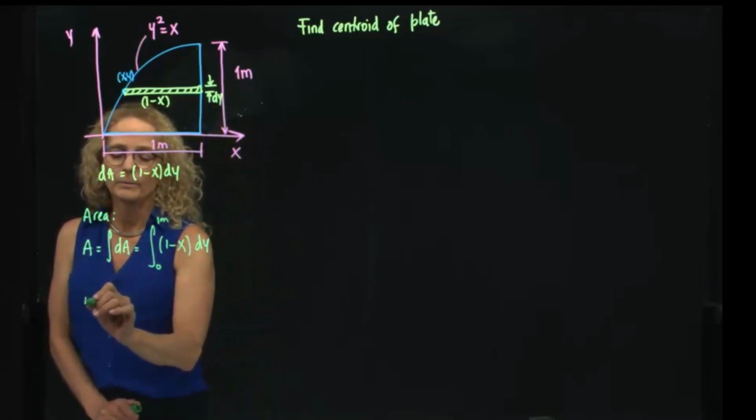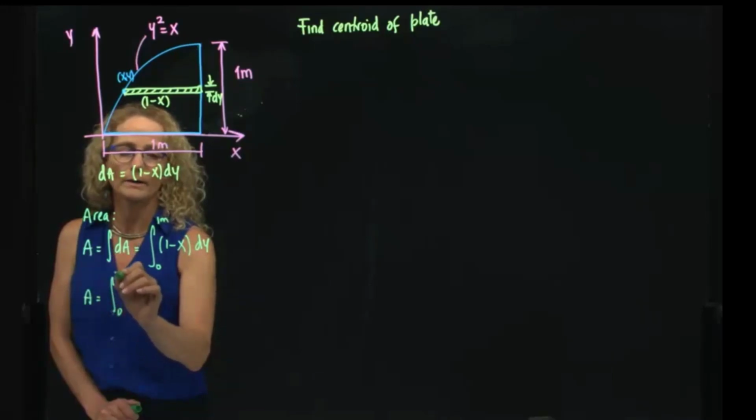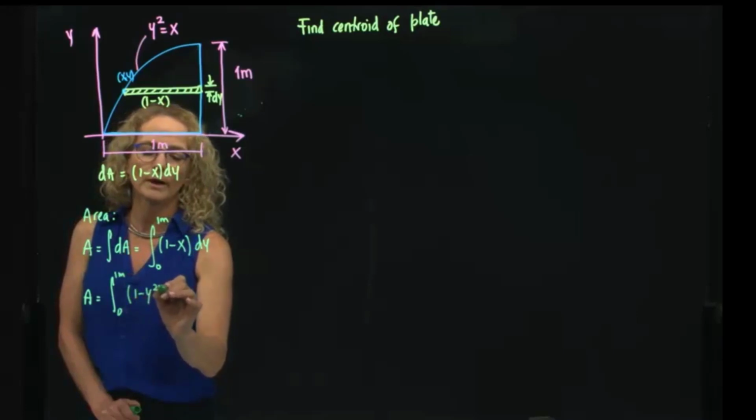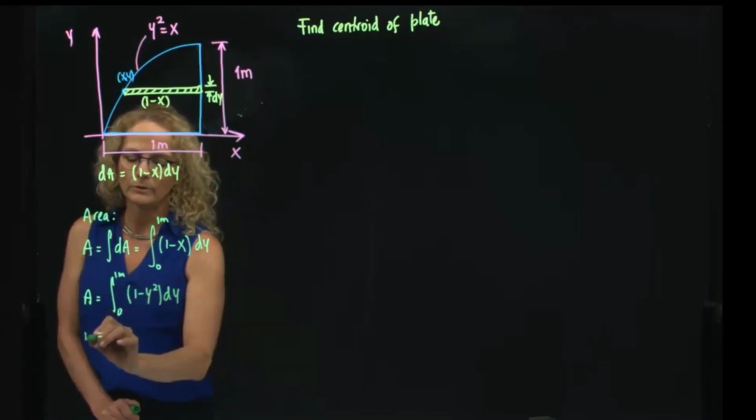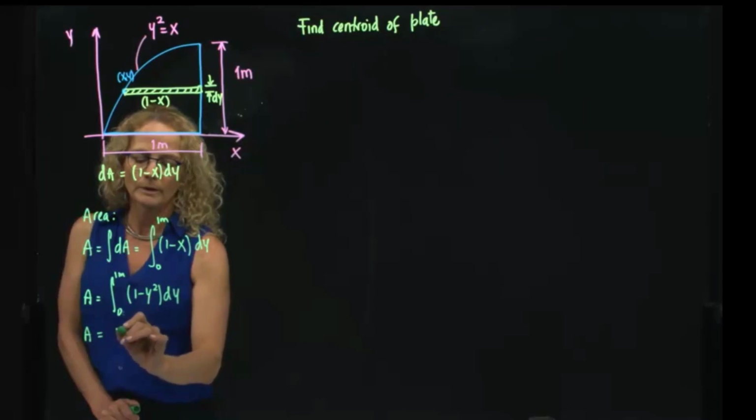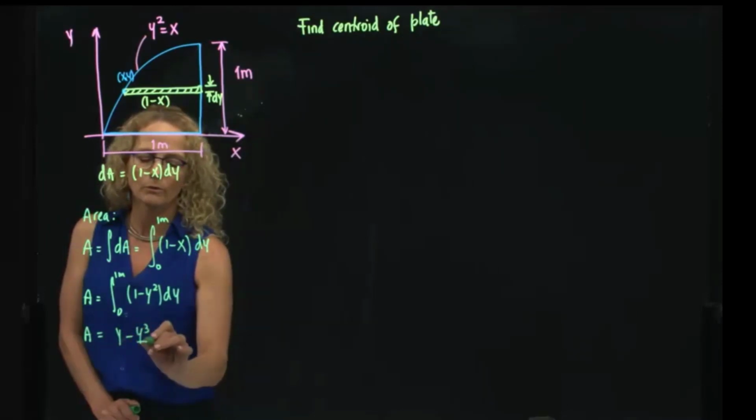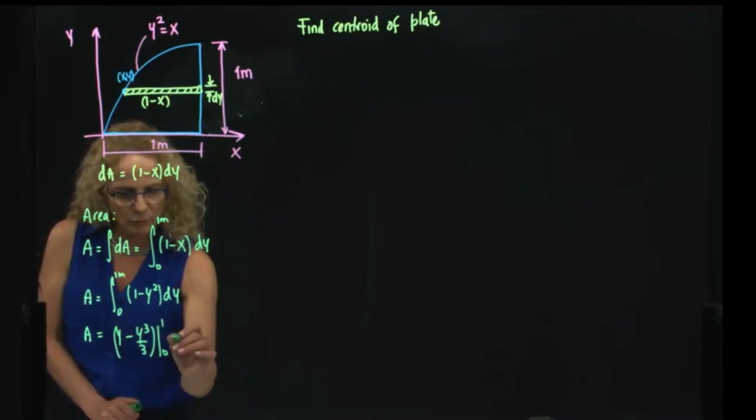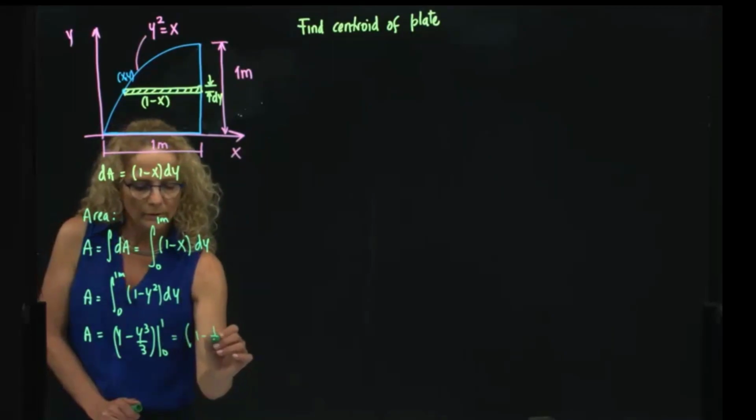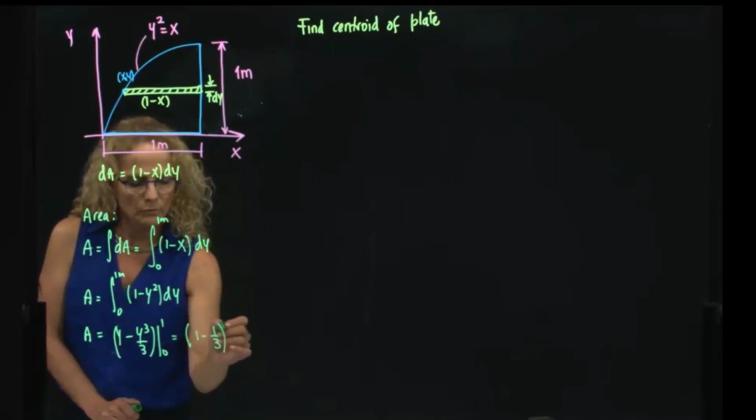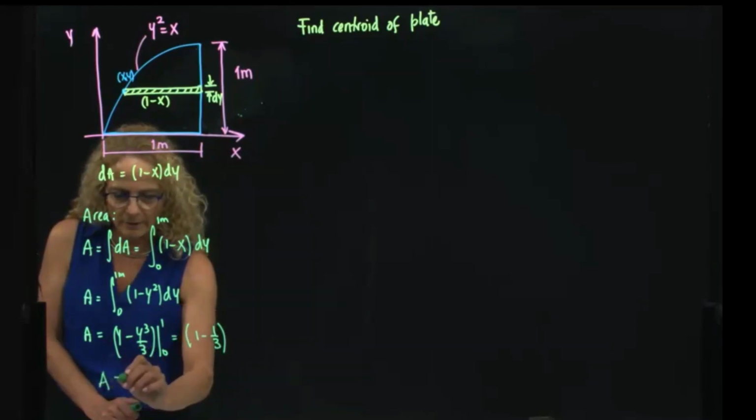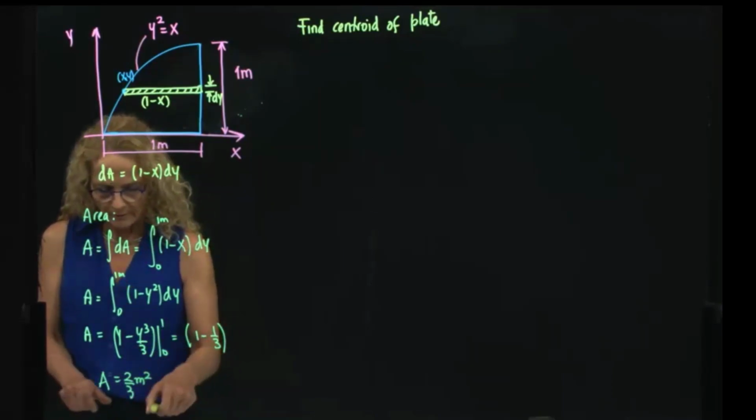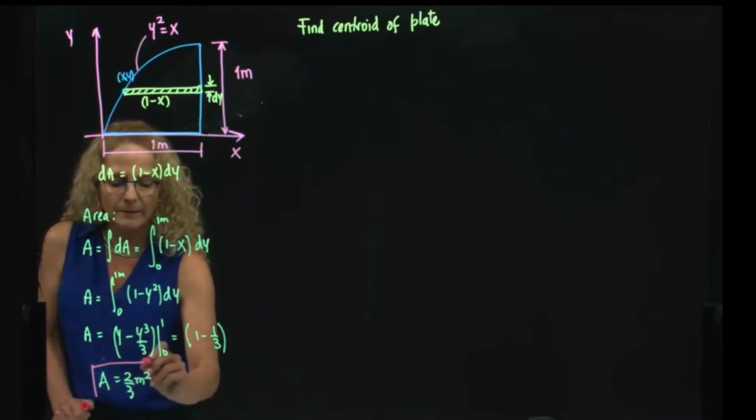And if I put x in terms of y, x equals y squared, then I have (1 minus y squared) dy. I integrate that polynomial and I get y minus y cubed over 3, all that evaluated between 0 and 1. This is equal to 1 minus 1/3, which is 2/3. So the area is 2/3 meters squared. So I was able to find the area of that plate.